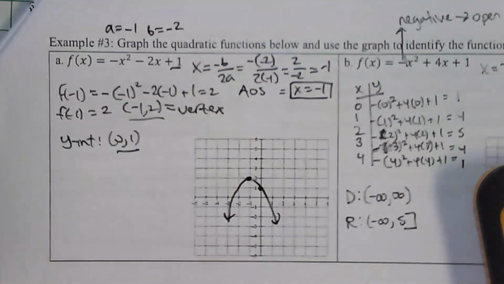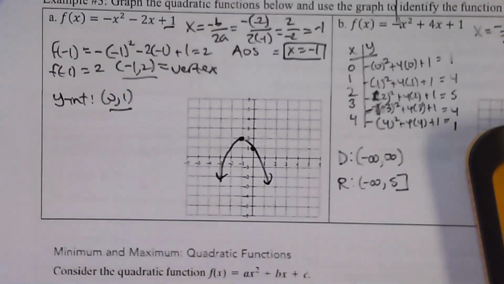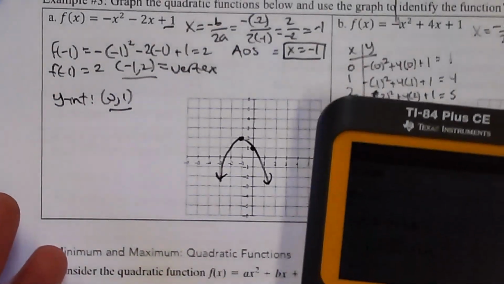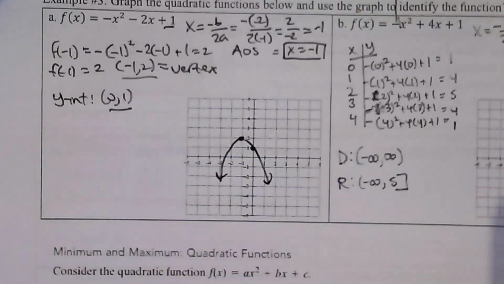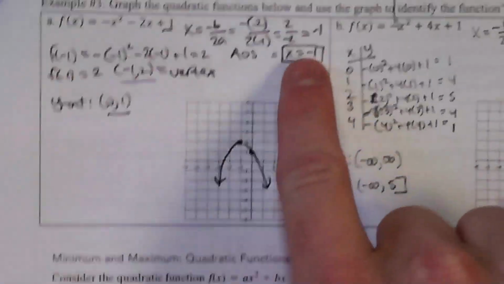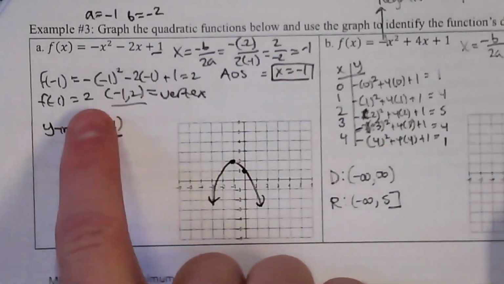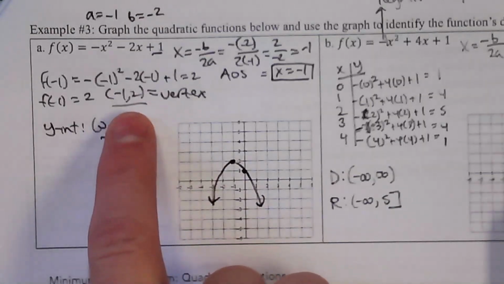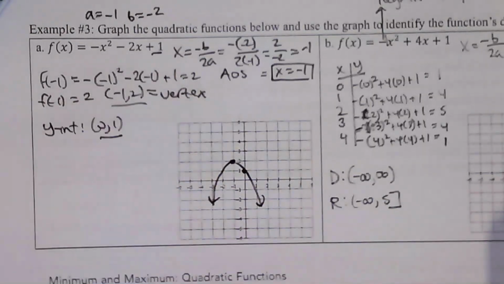So all you need is 2 points, the vertex. Now, if you wanted to cheat using your calculator, I'm not going to stop you. That's fine, but that's how you do it by hand. Find the axis of symmetry, plug it in, and that'll give you the y for the vertex. There's your vertex, and then the y-intercept is just the last number, okay?